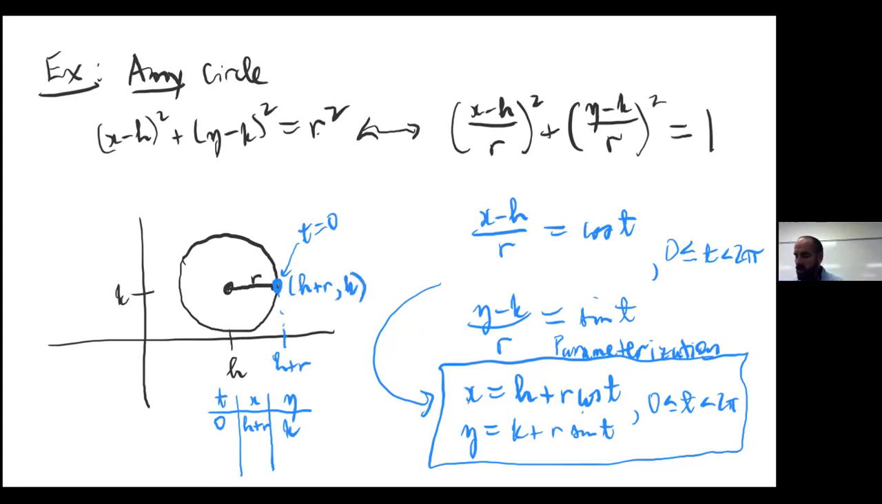Where am I at t equal to pi over 2? Well, what's cosine of pi over 2? 0. So x is h. And what's y? Yeah, k plus r, exactly right. Amazing. So I am right here if t is pi over 2. I am at the point h, comma, k plus r.